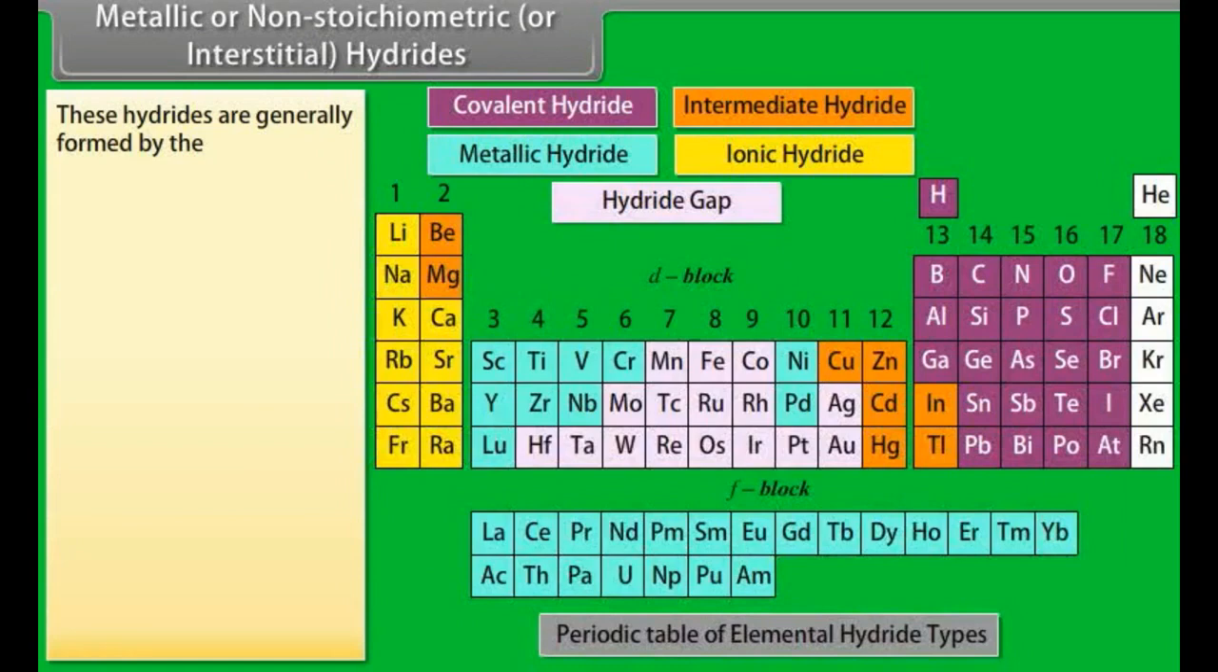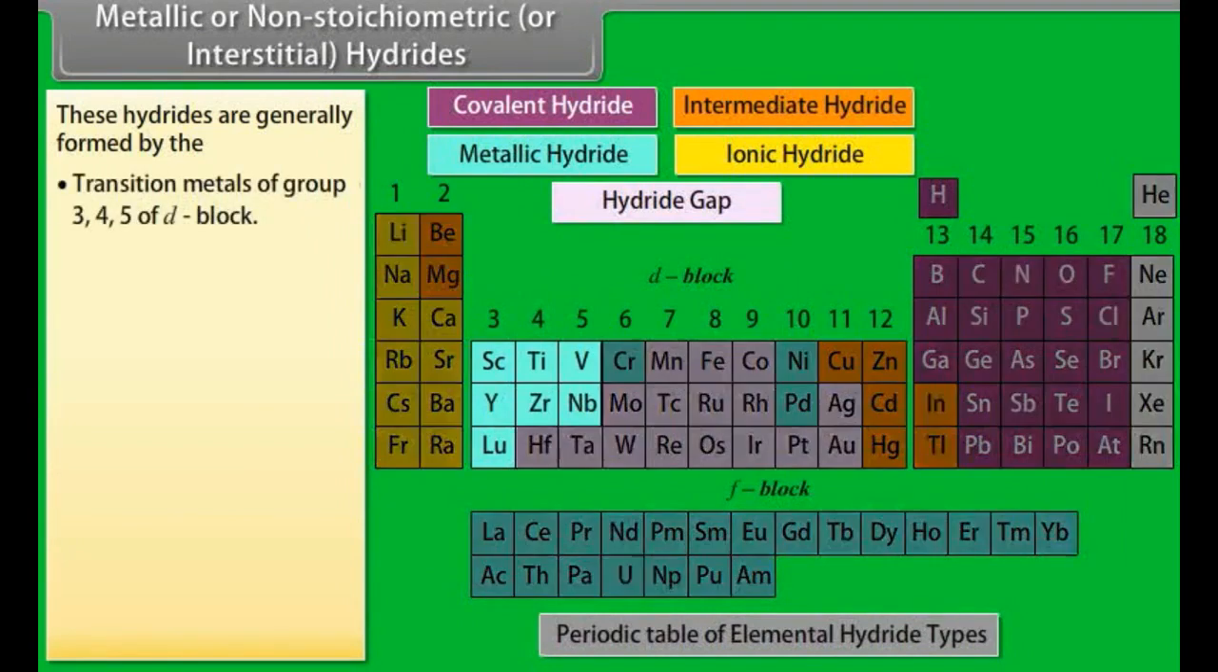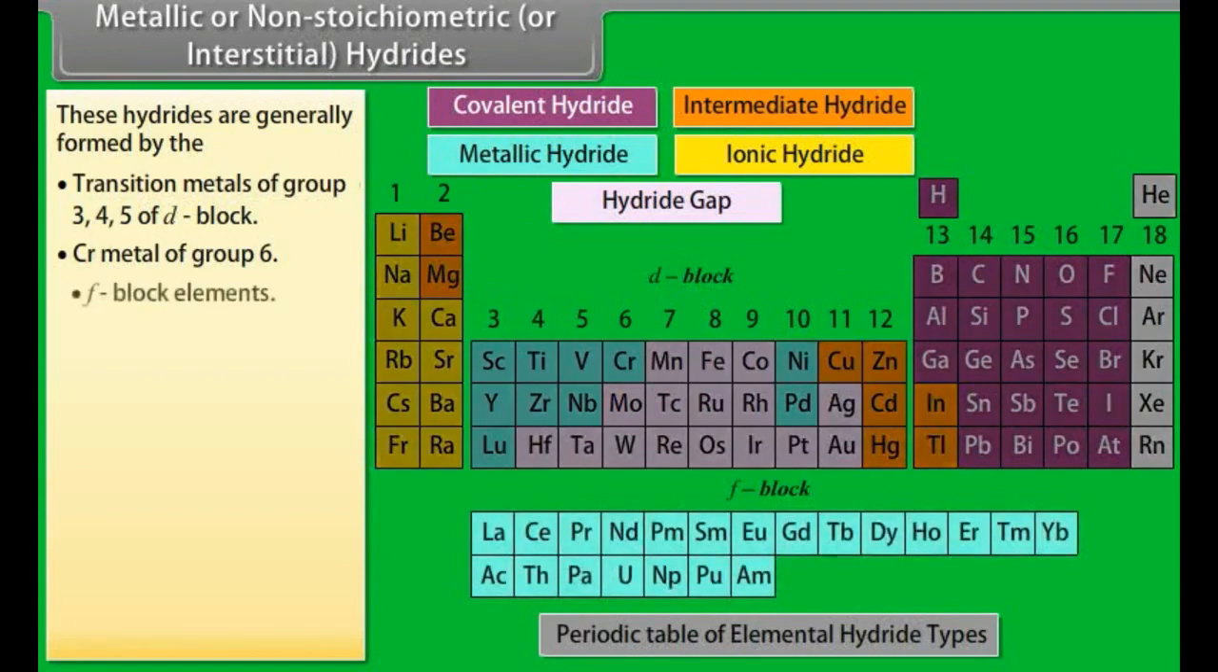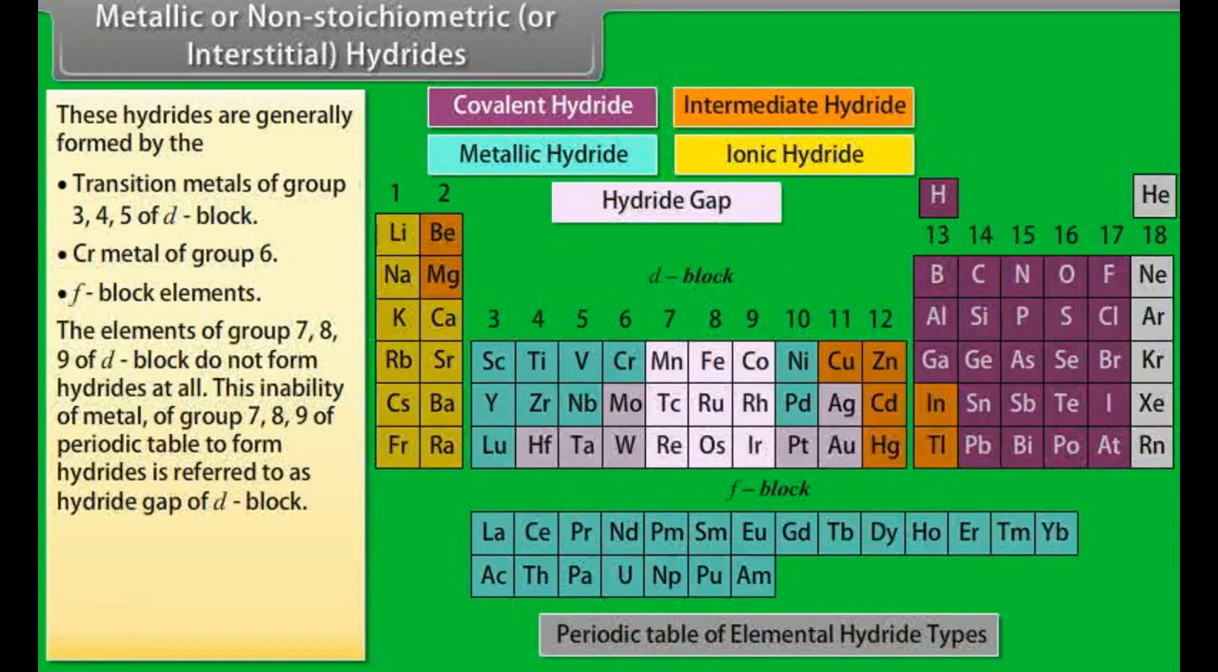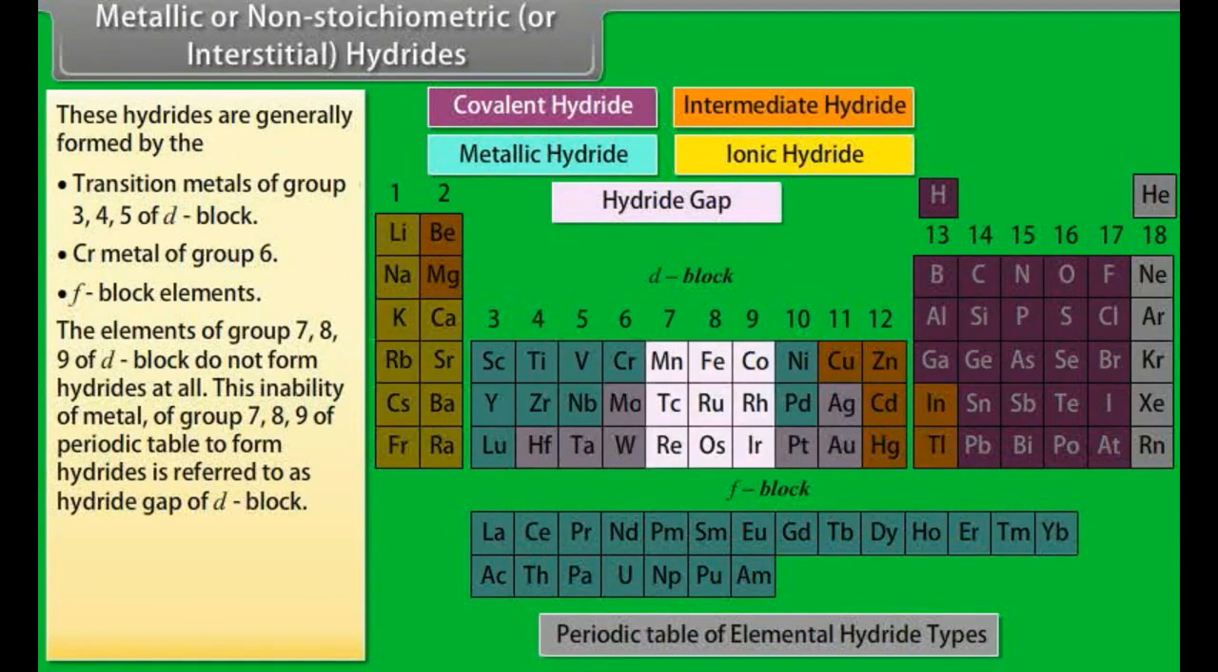Metallic or non-stoichiometric or interstitial hydrides. These hydrides are generally formed by the transition metals of group 3, 4, 5 of the d-block, Cr metal of group 6, and f-block metals. The elements of group 7, 8, 9 of the d-block do not form hydrides at all.